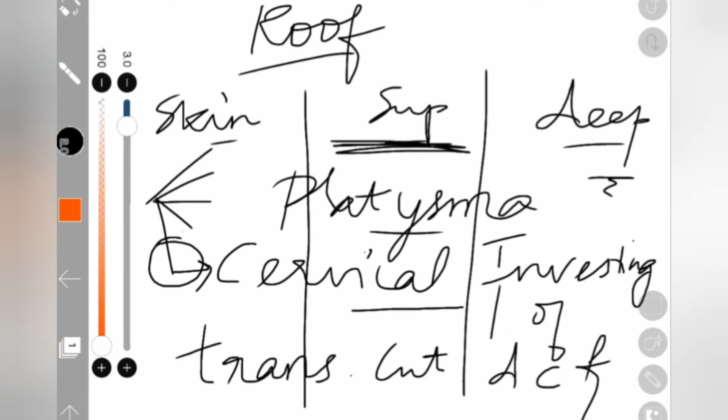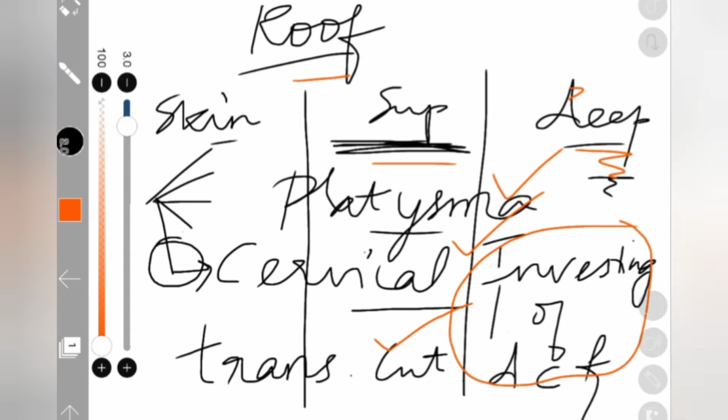So this is the roof. The roof is formed by your skin, superficial fascia and deep fascia. The superficial fascia contains platysma, the cervical branch of the facial nerve and the anterior transverse cutaneous nerve of the neck. And the deep fascia is formed by the investing layer of the deep cervical fascia. So this is about the roof of the carotid triangle.